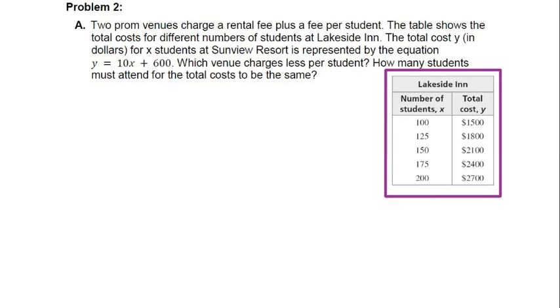It's 4 different numbers. So for 100 people, it's $1,500. For 125 people, it's $1,800. 150, it's 21, so on and so forth. The total cost in dollars for students at Sunview Resort is represented by the equation y equals 10x plus 600. So this is Sunview.